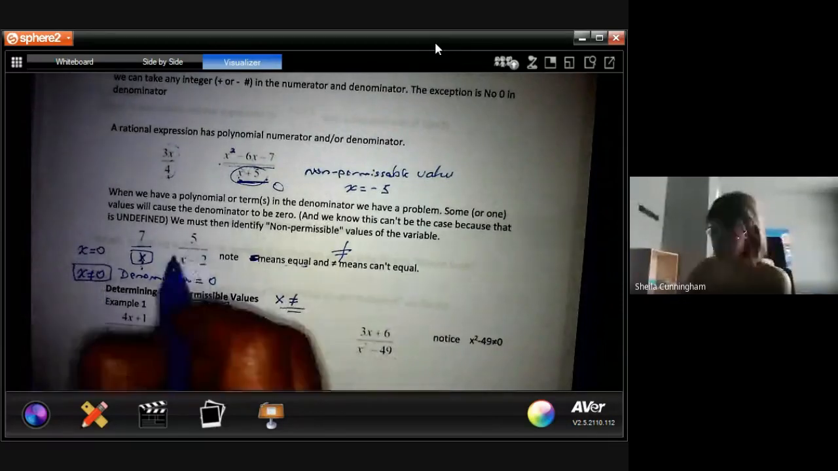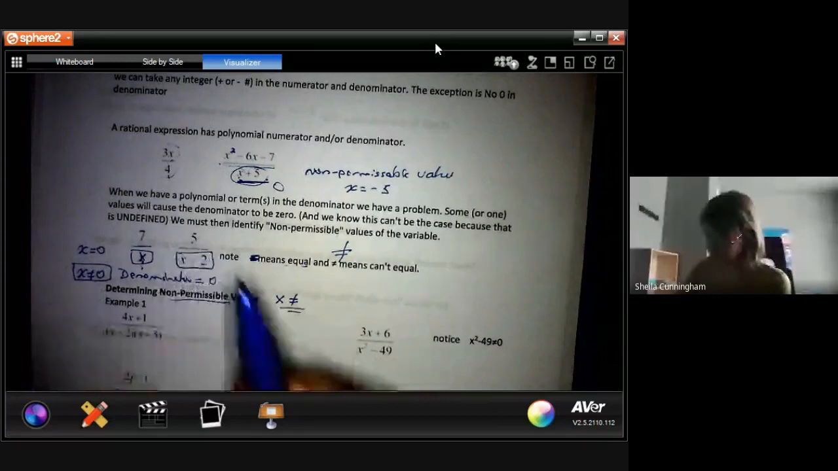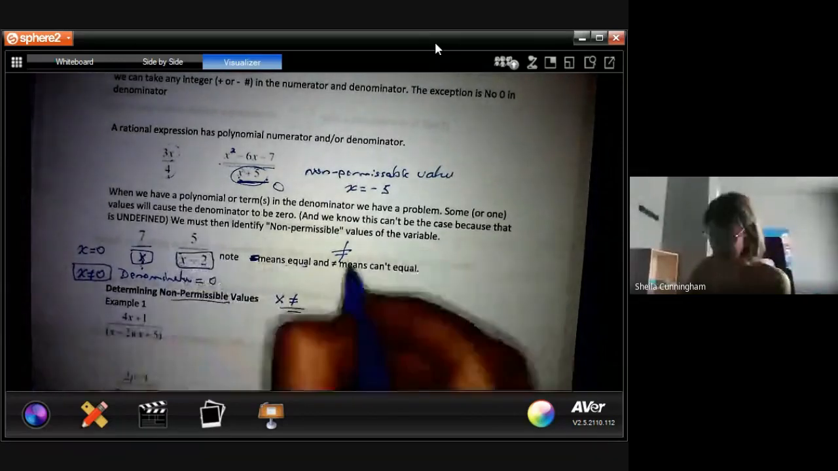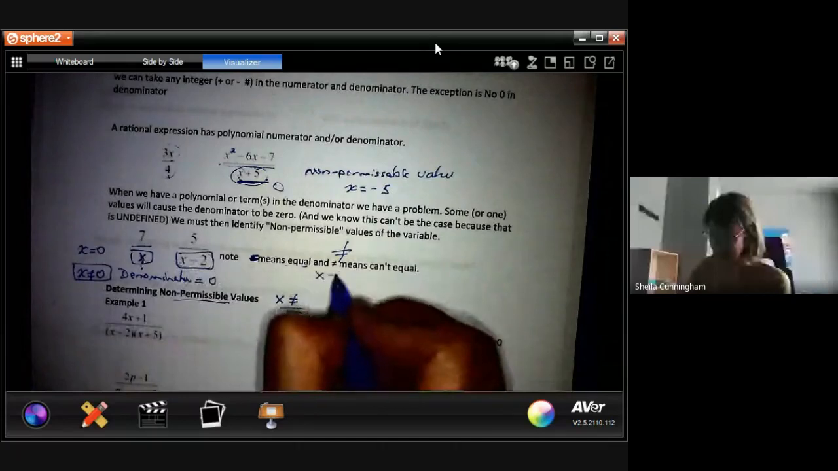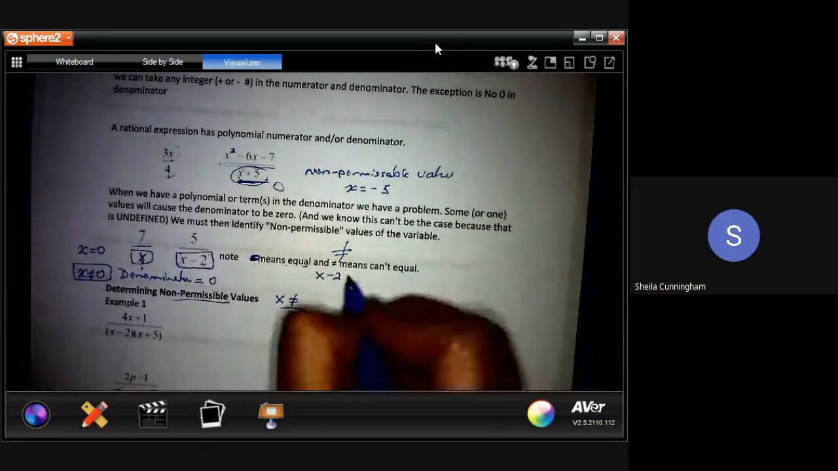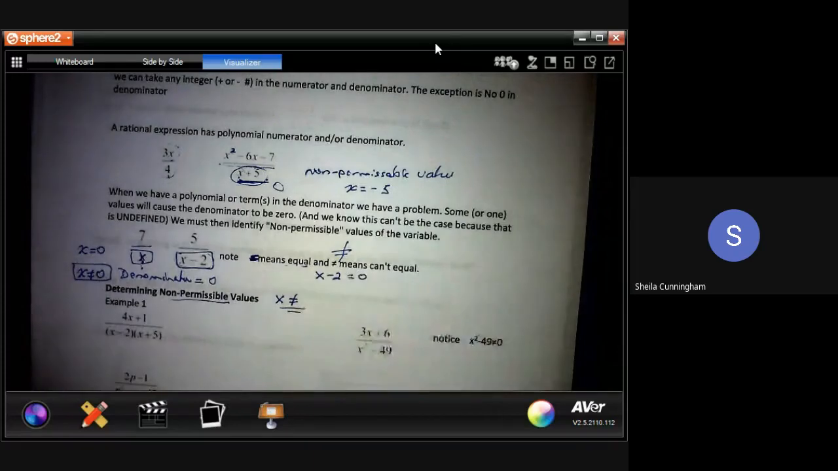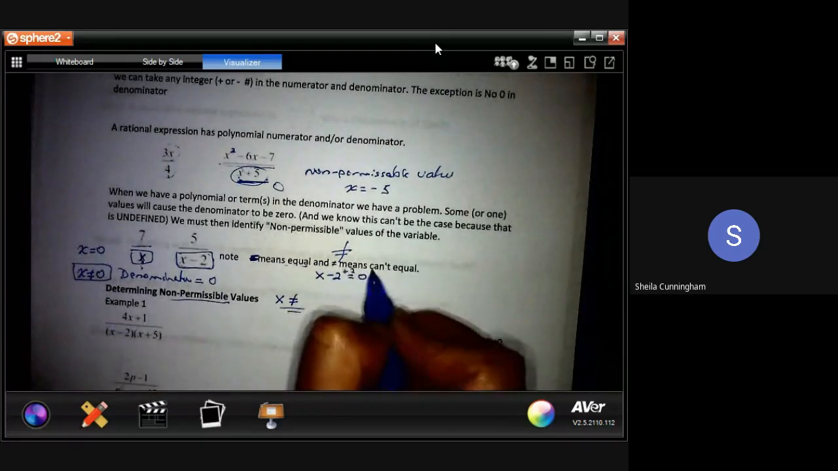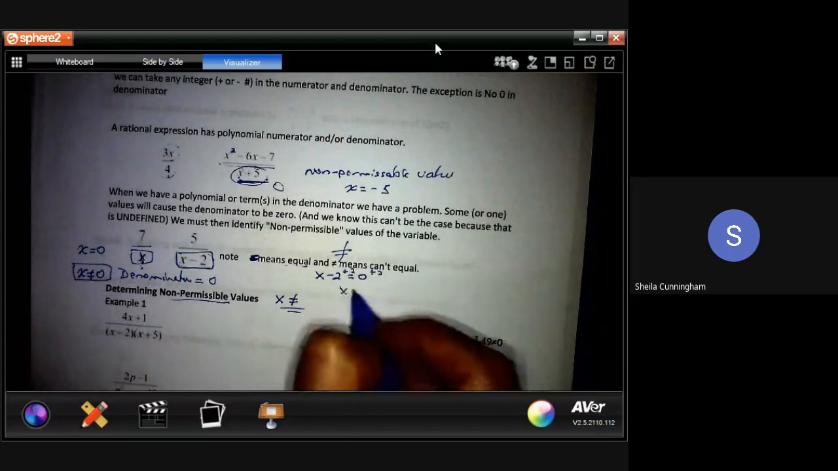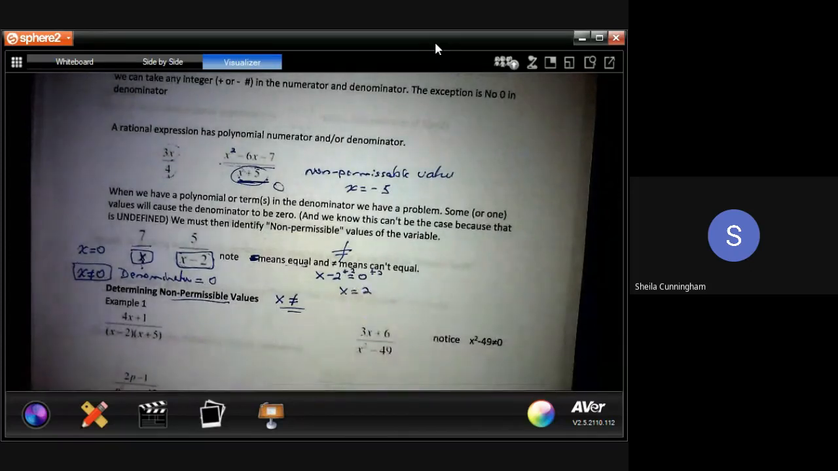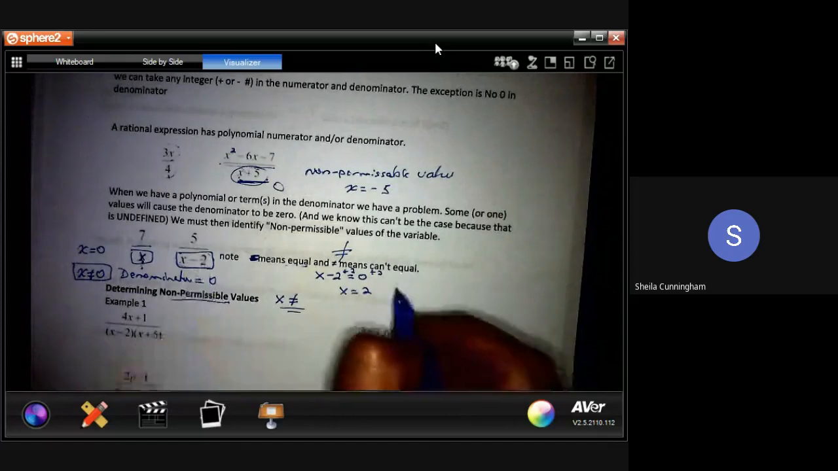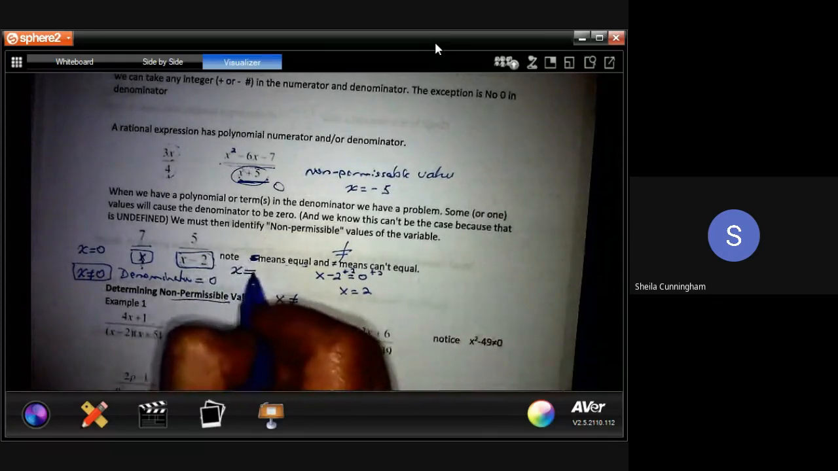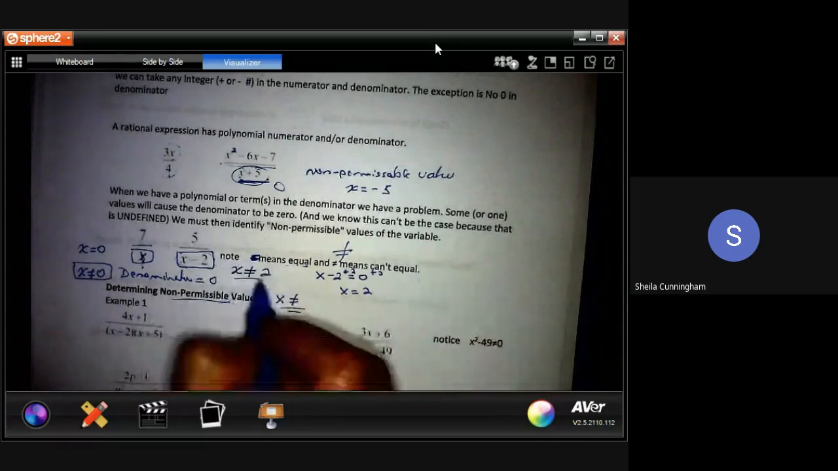So in the second one, when I look at 5 over x minus 2, again I'm going to take that denominator. So x minus 2 is in my denominator. I'm going to set it equal to 0 and solve for x, which means I'm going to add the 2 over, and I find that x equals 2. So my non-permissible value for this one is x cannot equal positive 2.